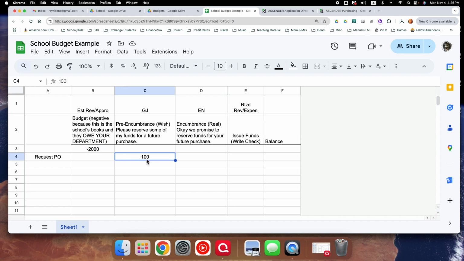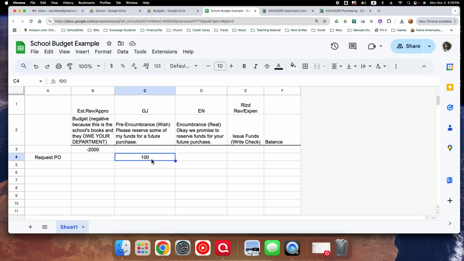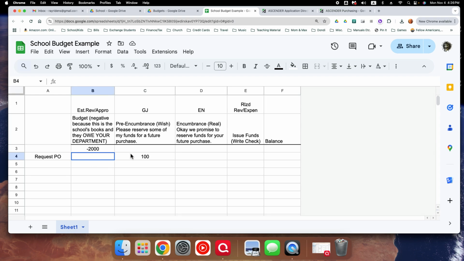And I sit there for a while, and that's great. But if you look at the balance, let's keep looking at the running balance. Bring this column down. What's the balance? 1900. Okay, great. Then they approve it.